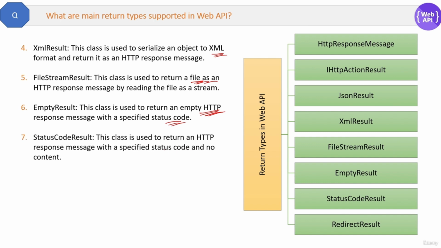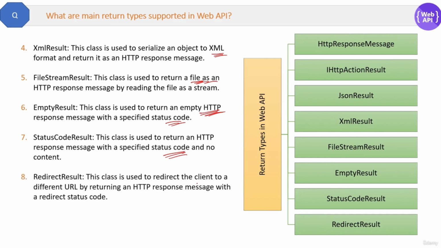Then we have StatusCodeResult. It is used to return an HTTP response message with a specified status code with no content. Then we have RedirectResult. This class is used to redirect the client to a different URL, by returning an HTTP response message with a redirect status code. Sorry, it's only eight, and I think now you know all the return types. As I said, the first two are the most important, but if you remember more, then that will be great also.